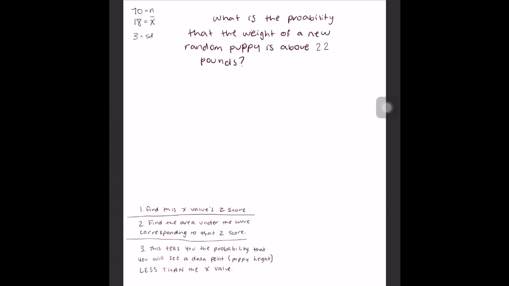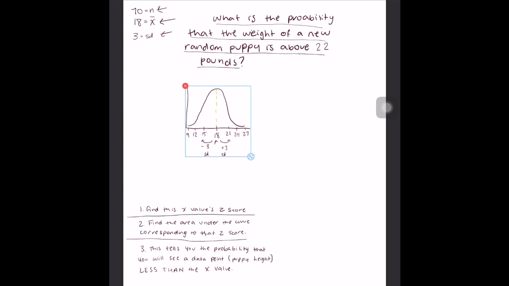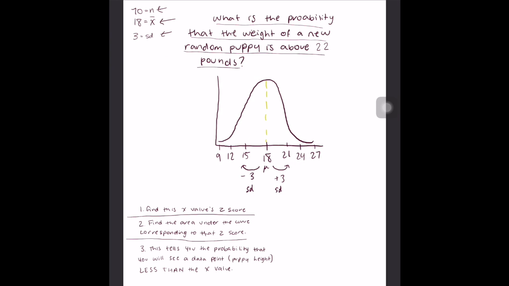Now that we have our sample of 70 puppies, and we know their mean and standard deviation of weight, we can now answer the question of what is the probability that the weight of a new random puppy is above 22 pounds. So this would look something like this, and we're going to plot the 22 right around here, so a little bit above 21. And we want to find the area underneath this part of the curve. That's going to tell us the probability that the puppy weights are above 22 pounds.